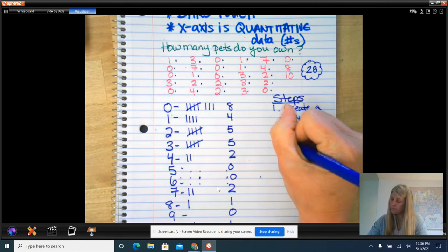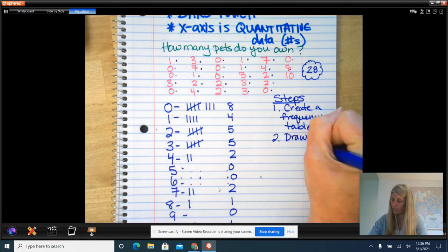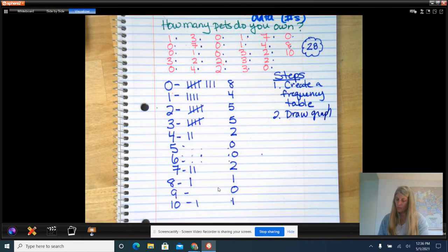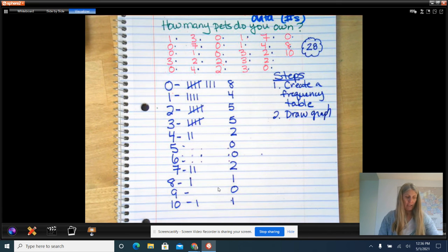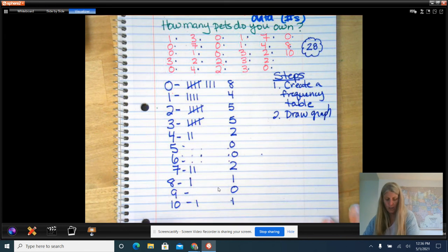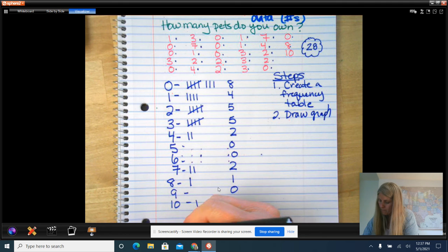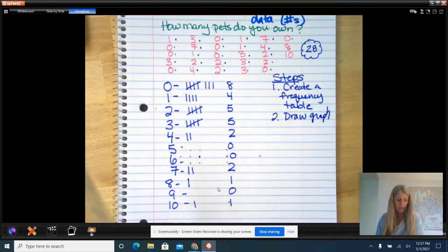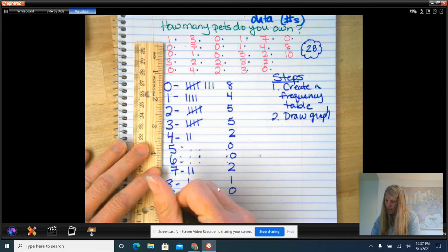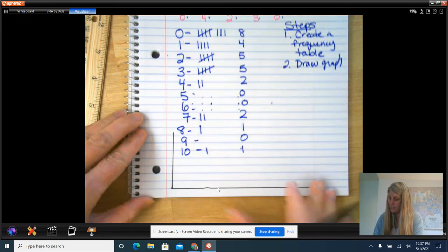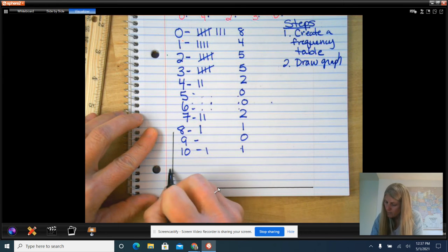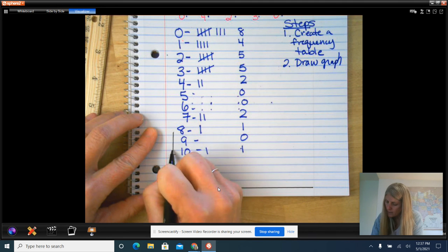Step number 2, we're going to draw our graph. Okay, so we're going to go ahead and draw a graph that has intervals. So intervals are the number of pets that we have. We're going to do some combinations. So we're going to draw our graph here. And we can see our highest that we need to go up is 8. So 1, 2, 3, 4, 5, 6, 7, 8, 9, 10.